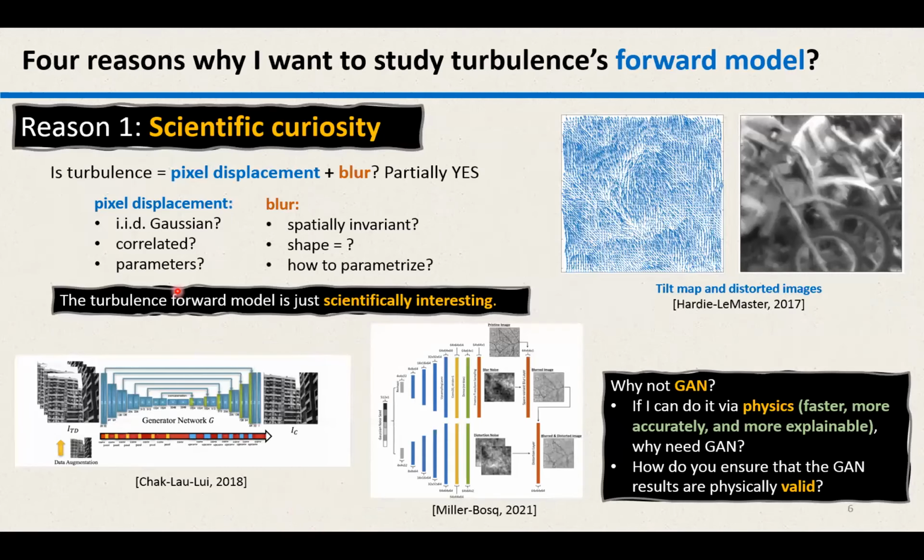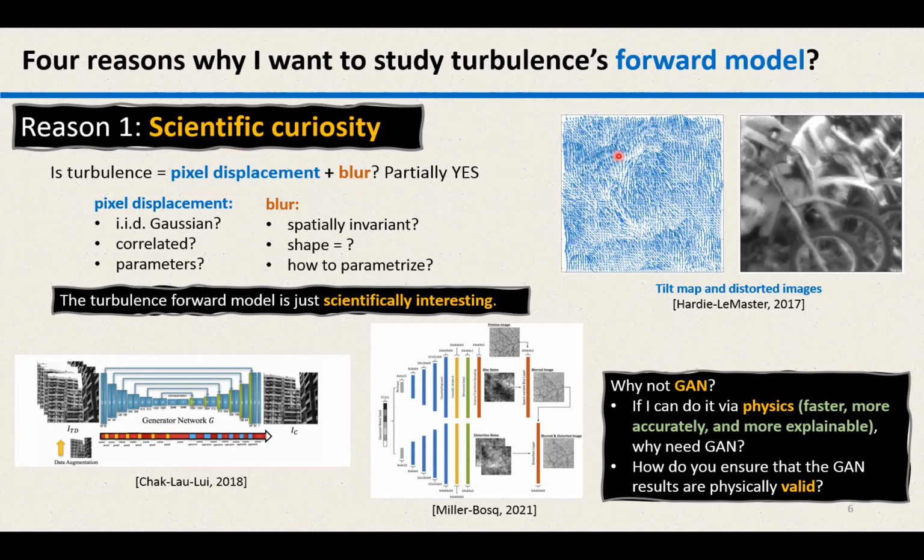There are 4 reasons that I want to focus exclusively on the turbulence forward model rather than talking about the inverse problem. Now, the forward model has very, very important reasons to be there. The first reason is that it is really about scientific curiosity. For the past decade or so, we have been seeing a lot of work in the image processing literature that tries to approximate the turbulence using what we call the simple pixel displacement plus blur model, which is a very, very good model.